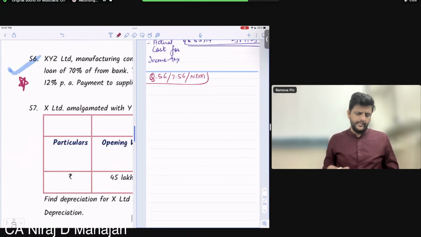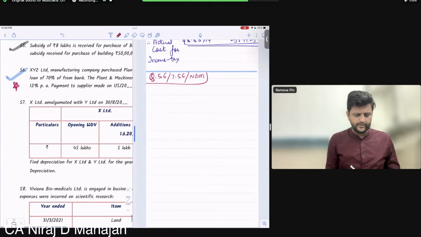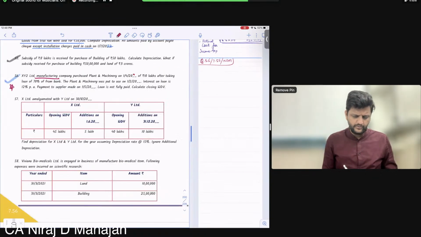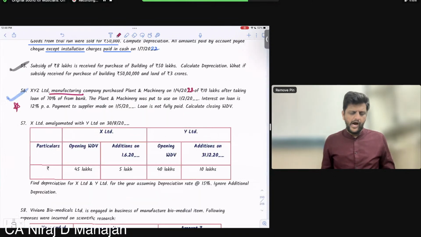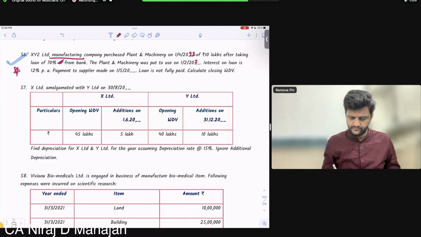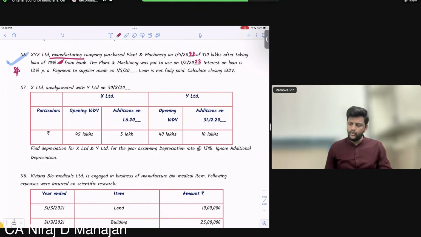Chalo. XYZ Limited, a manufacturing company. Manufacturing is therefore, we can take additional depreciation. Purchase P&M on 1/4/22 of rupees 10 lakhs, after taking a loan of 70% from bank. The plant and machinery was put to use on 1/2/23. Interest on loan is 12% per annum. Payment to supplier made on 1/5/22.